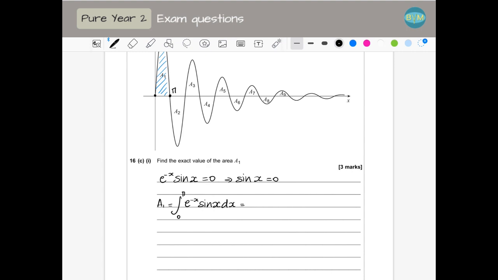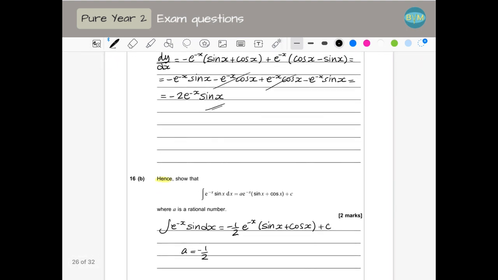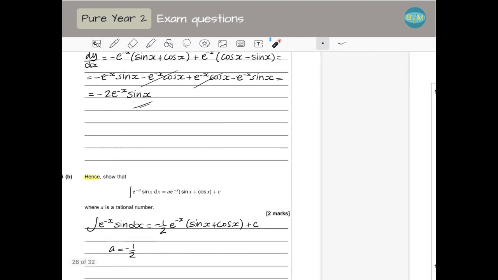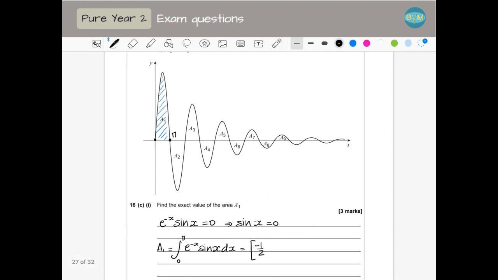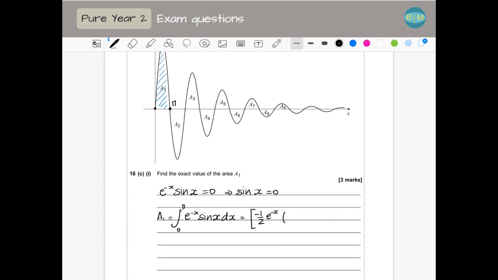And we know that this is going to be minus 1/2, just because we did it here, minus 1/2 of e to the power of minus x, so all that we found before, e to the power of minus x, (sine x plus cos x). And we are going to find the values between 0 and pi.